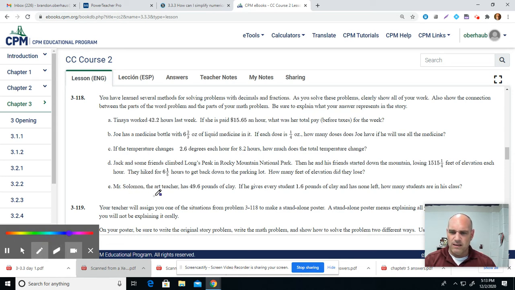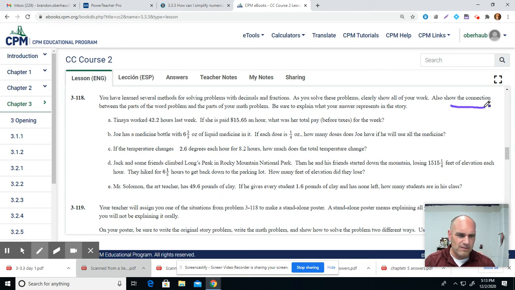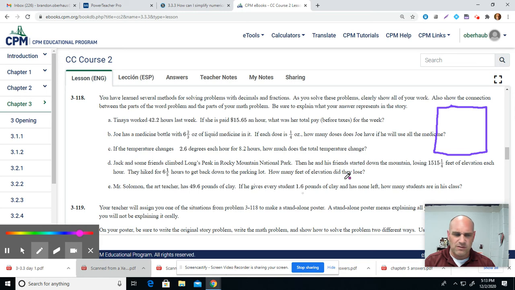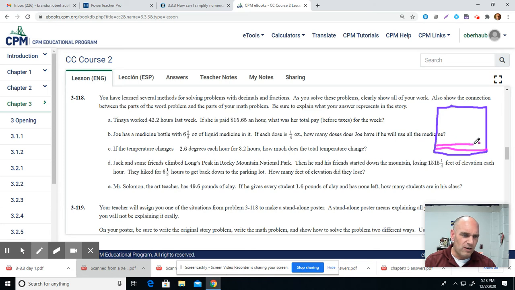All right, last one. Mr. Solomon, the art teacher, has 49.6 pounds of clay. If he gives every student 1.6 pounds of clay and has none left, how many students are in his class? All right, so I guess I would think about this. So let's say that this is my block of clay, and every student gets 1.6 pounds. So let's just imagine that this much is 1.6 pounds, and every student is going to get the same amount.